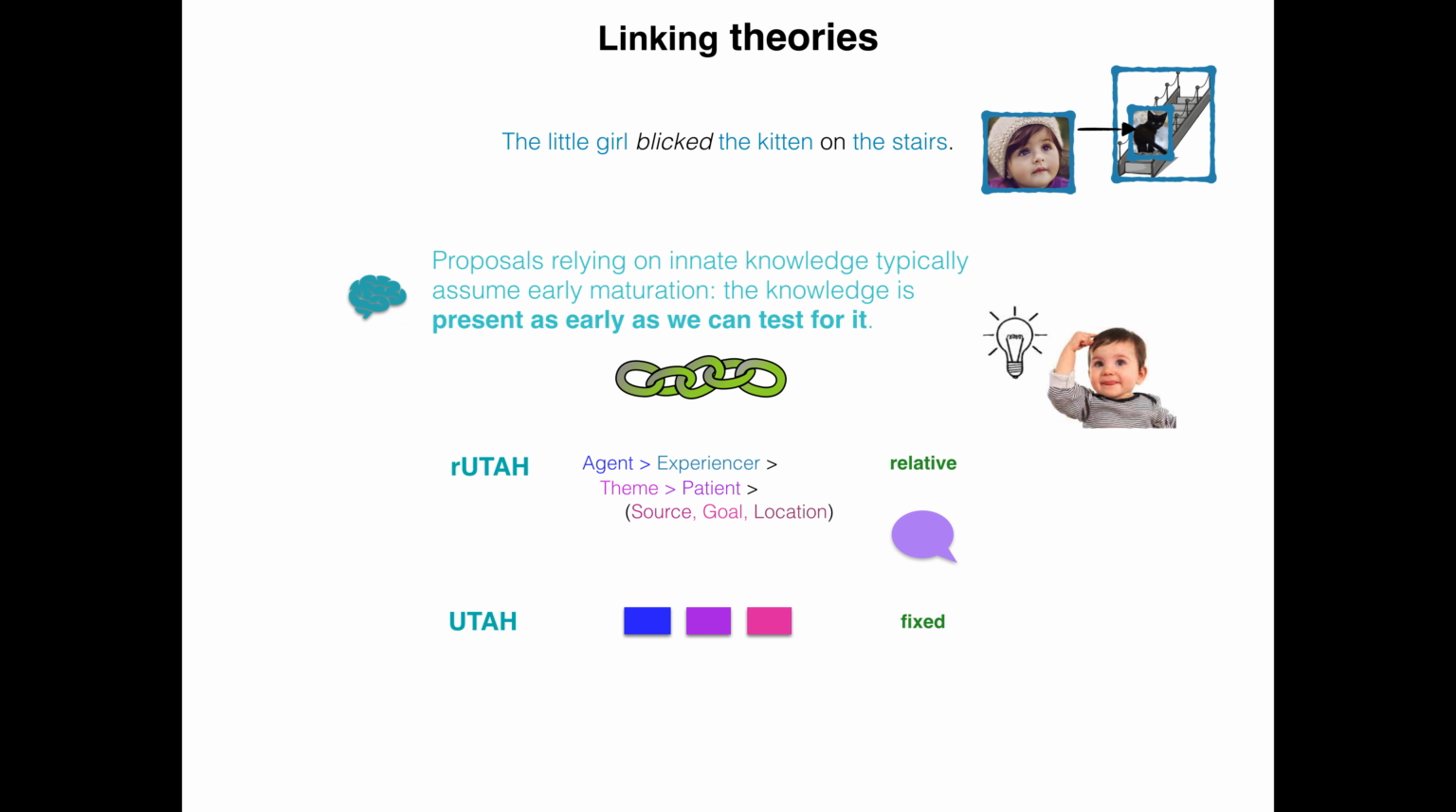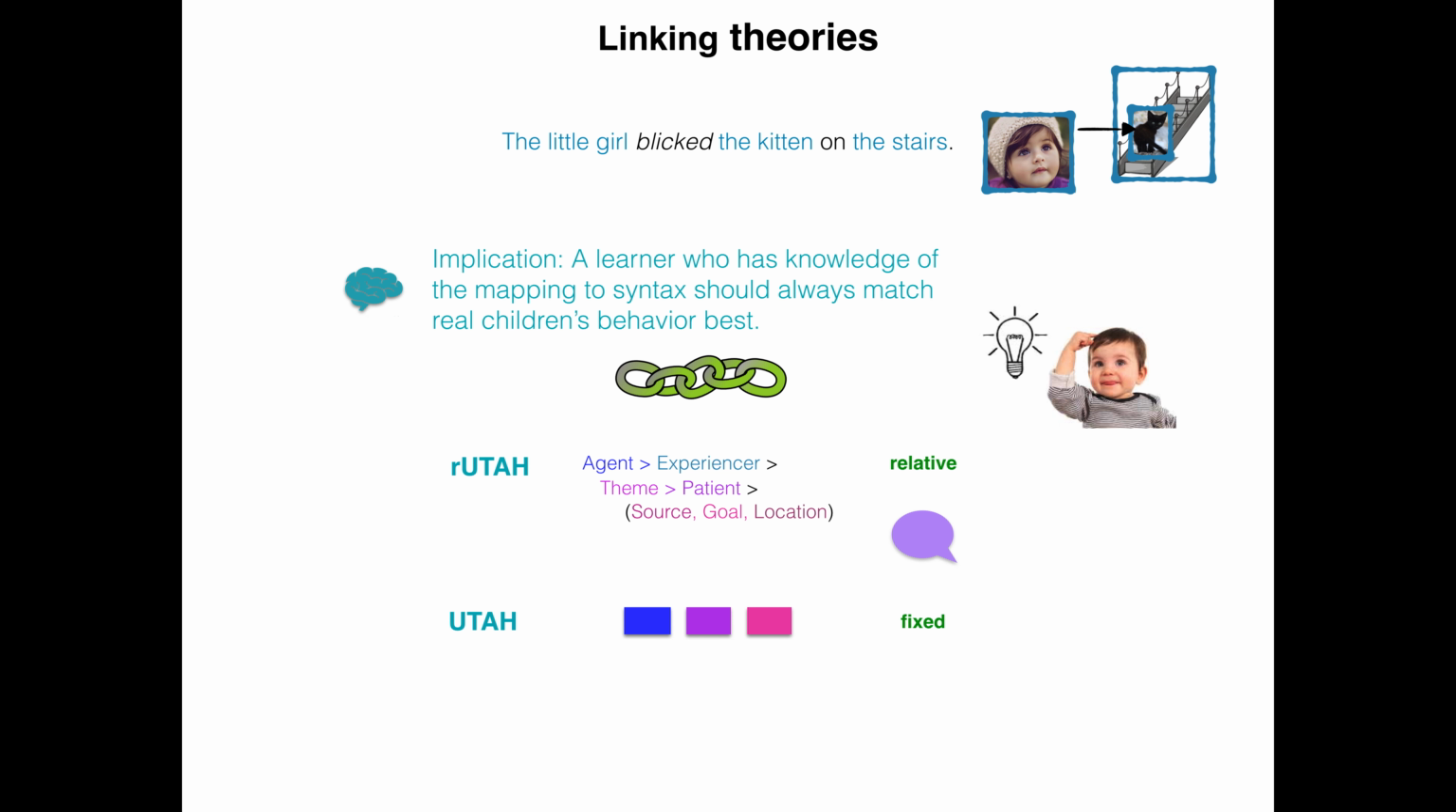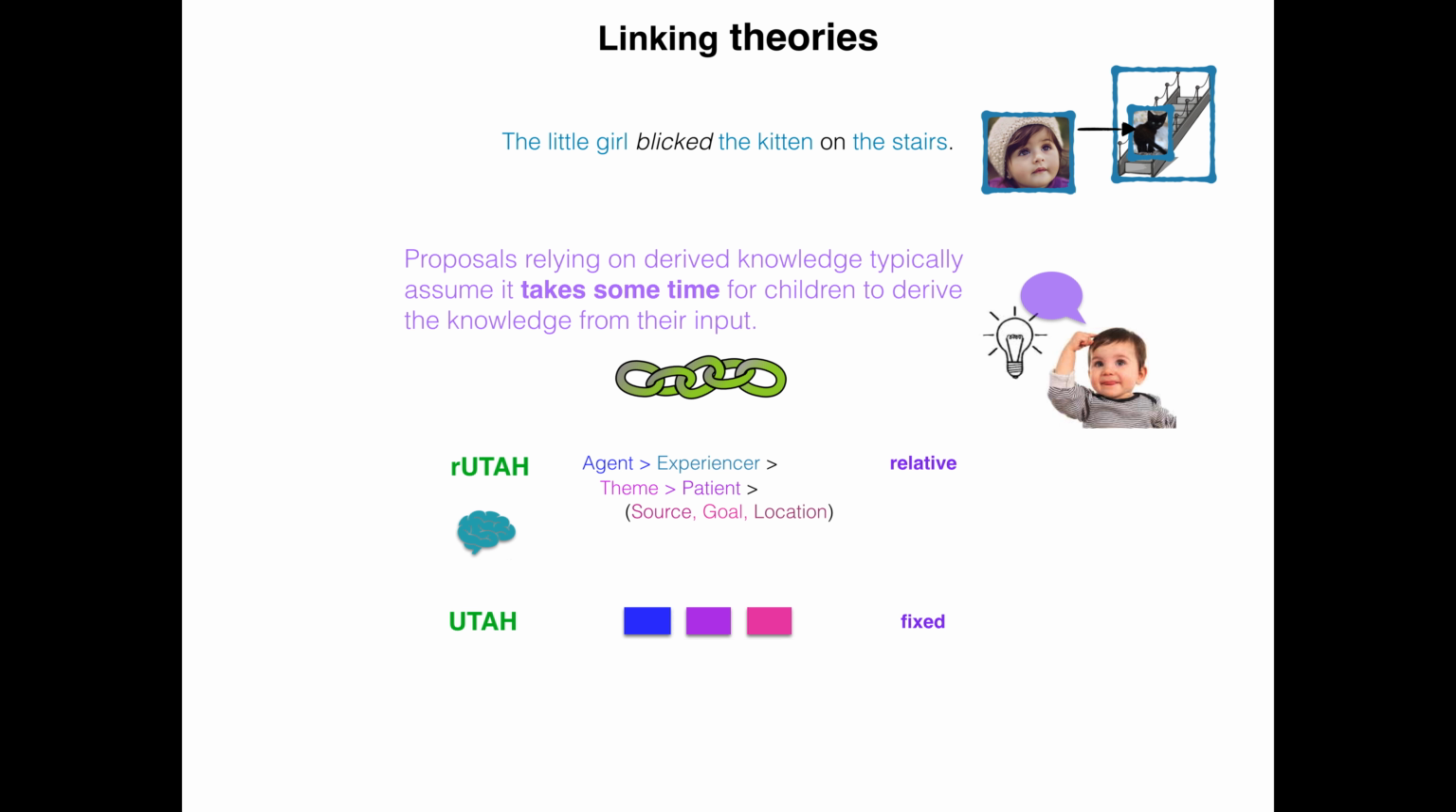So in particular, proposals that rely on innate knowledge typically assume early maturation of that innate knowledge. So that knowledge is present as early as we can test for it. And so the implication would be that a learner who has knowledge of the mapping to syntax should always match real children's behavior best because they innately have it. It's always there.